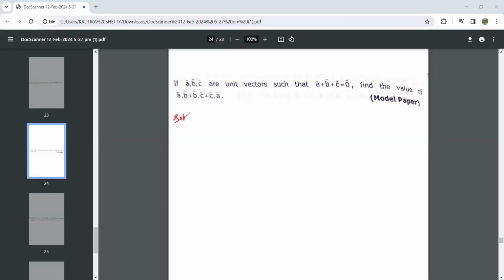First we are writing the given part. Mod of vector A is equal to 1 because it is a unit vector. Mod of vector B is also equal to 1, and mod of vector C is also equal to 1, because they are unit vectors. Another hint is given: vector A plus vector B plus vector C is equal to 0 vector. Since it is equal to 0 vector, if we square this, it will also be equal to 0 square, which is 0.